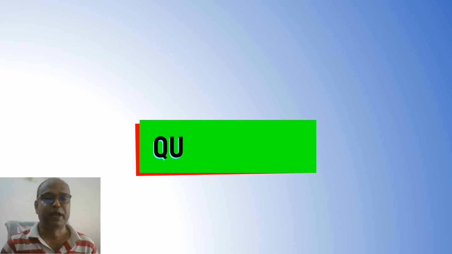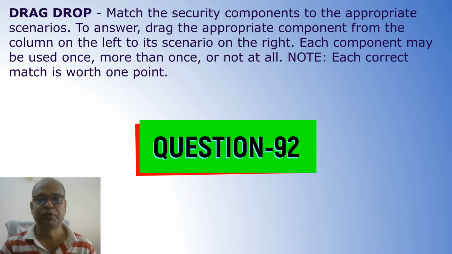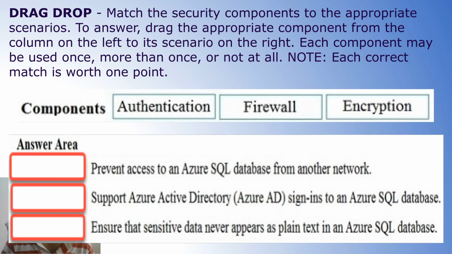Next question, question number 92. Drag and drop. Match the security components to the appropriate scenarios. To answer, drag the appropriate component from the column on the left to its scenario on the right. Each component may be used once, more than once, or not at all. Note: each correct match is worth one point.